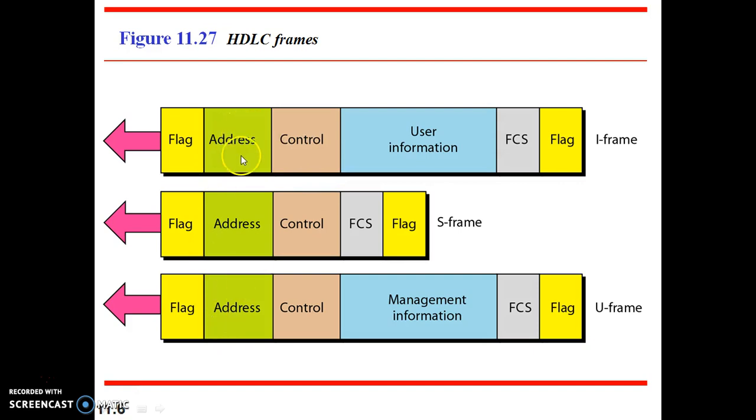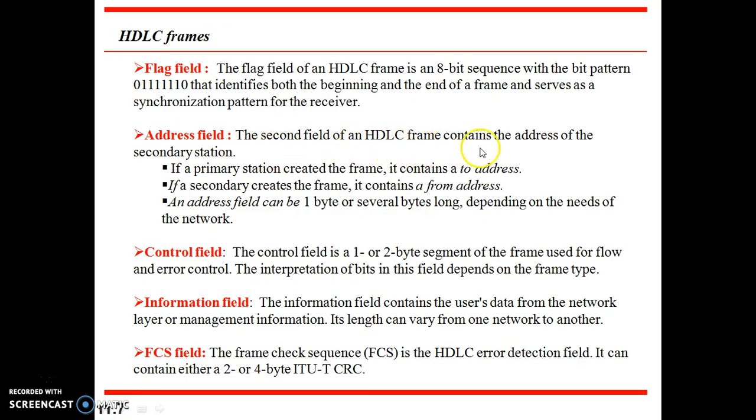The address field is the second field of the HDLC frame, which contains the address of the secondary station. If a primary station created the frame, it contains a to address. If a secondary station creates the frame, it contains a from address. An address field can be 1 byte or several bytes long depending on the needs of the network.